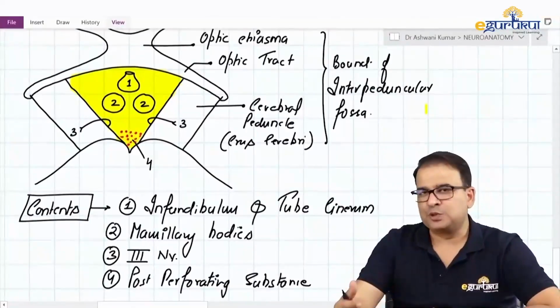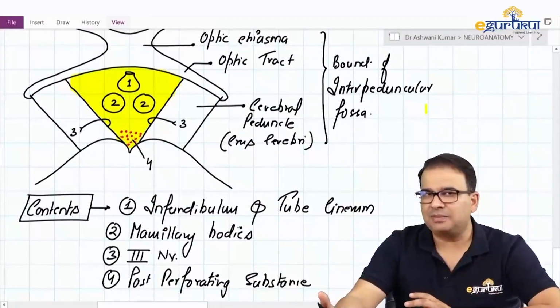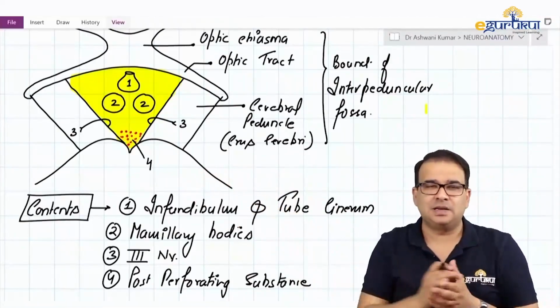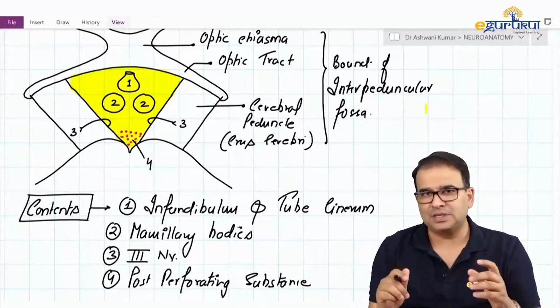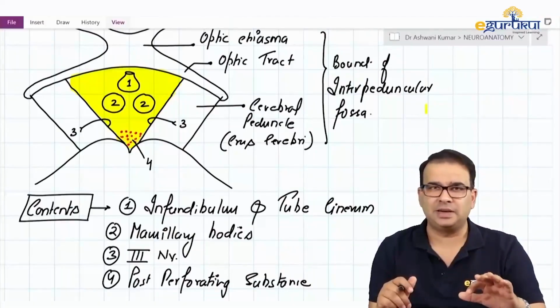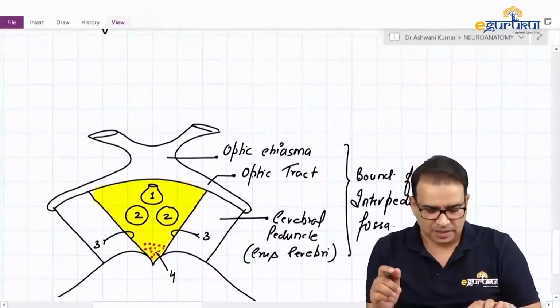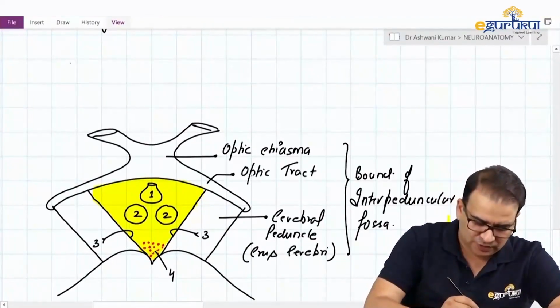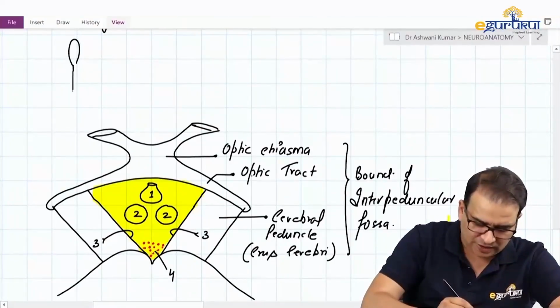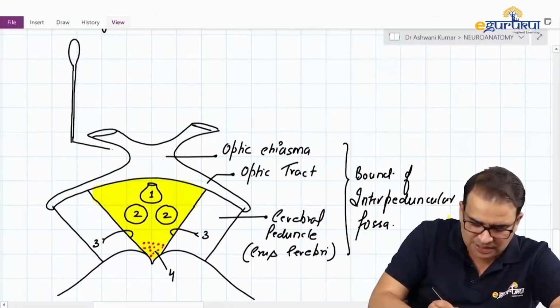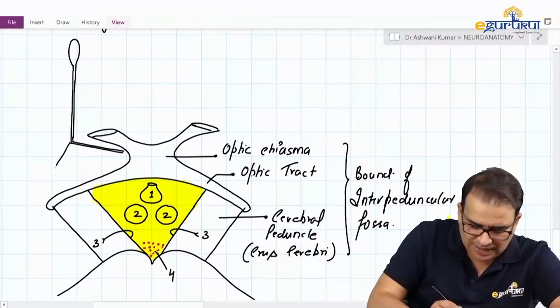Now, when you say something as a posterior perforating substance, it's an indication that there must be some anterior perforating substance also. If this is posterior perforating, now where is anterior perforating? Anterior perforating substance is not present inside the interpeduncular fossa, it is outside. For that, I need to add something more to this diagram. Now guys, let's presume if this here is an olfactory bulb and this is olfactory tract, and what you will see, the olfactory tract will divide in a medial stria and a lateral stria like this.